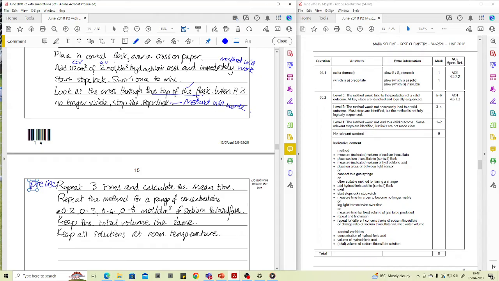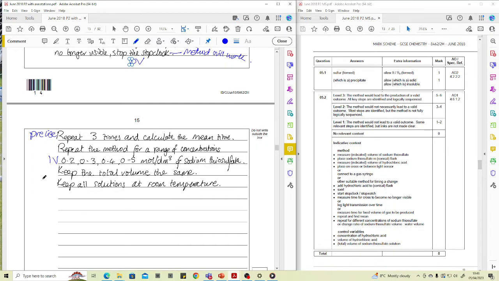Repeat the method for a range of concentrations. Finally the independent variable. Okay, and we've got the dependent variable here, but what we haven't got is any kind of description. There are some more controls here, but what we haven't got is any description. So the shorter the time taken, the faster the rate of reaction. Now that's linked back to the question. Great.